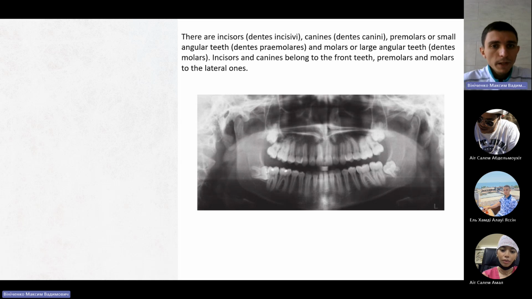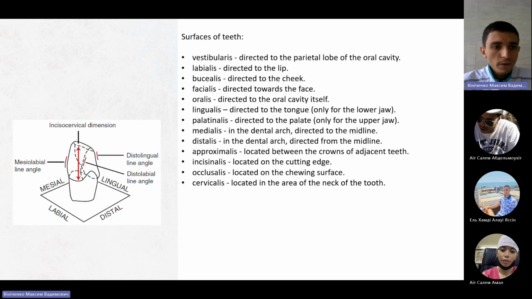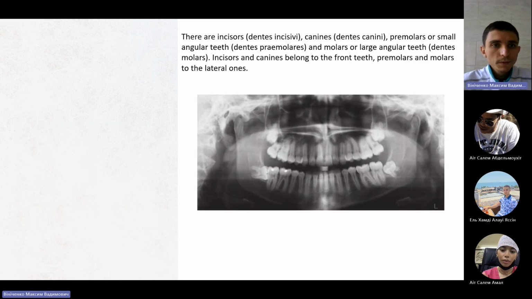Here you could see the orthopanoramic image of the patient. There are incisors, we call them dentes incisivi, canines, dentes canini, premolars or small angular teeth, dentes premolares, and molars or large angular teeth, dentes molares. Incisors and canines belong to the frontal teeth, premolars and molars to the lateral ones.